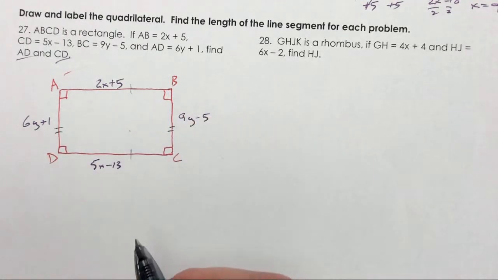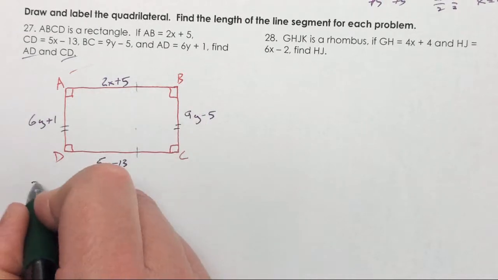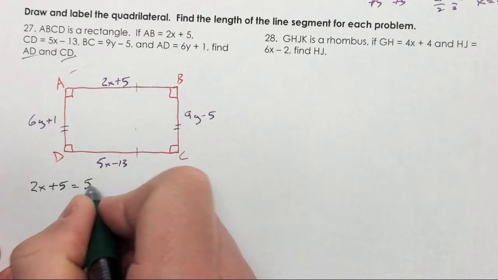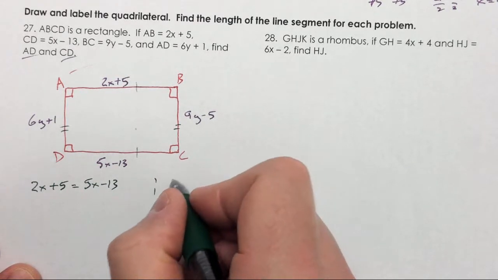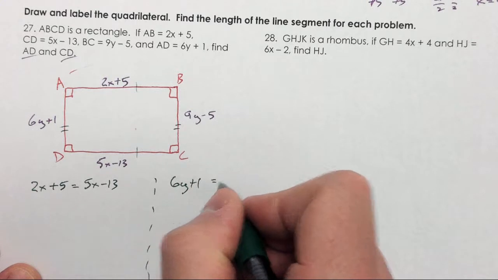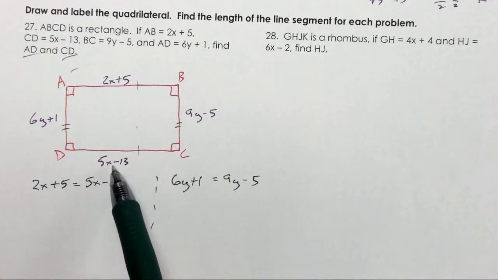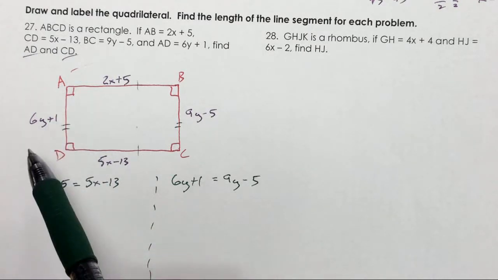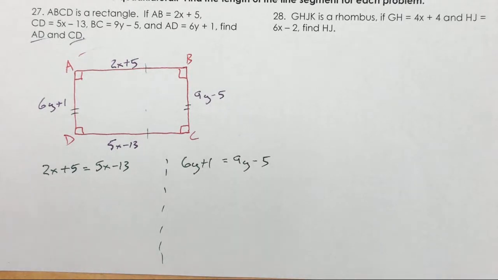Same thing for the y values. So I'm just going to start solving this, right? I'm going to set these two together, so they are equal to each other. 2x plus 5 equals 5x minus 13. And I'll also do 6y plus 1 equals 9y minus 5. And once we know x, we can plug it back into here to solve for CD. Once we know y, we can plug it back in here to find what AD is. And so that's the trick here. We're just going to set these equal and solve for x, solve for y.